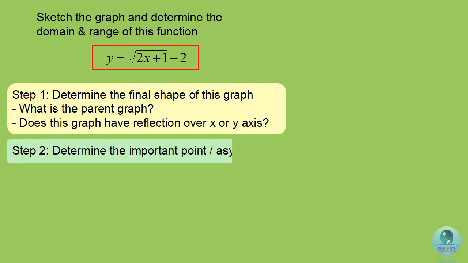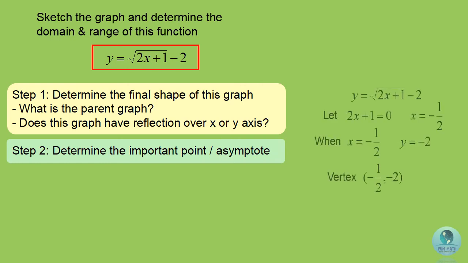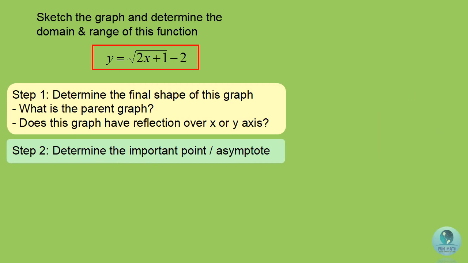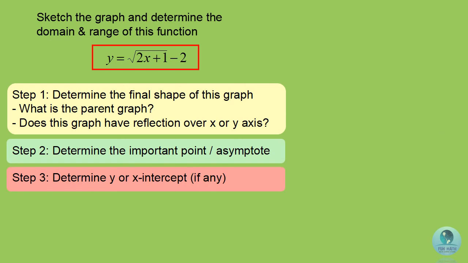Step 2. Determine the important point or asymptote. Since this is a square root graph, we need to find the vertex. To find vertex, you need to let the square root part, which is 2x plus 1, equals to 0. So your vertex will be -half, -2. Step 3. Determine y or x-intercept. You must be careful. Some of the function may not have any y or x-intercept at all. For this function, to find y-intercept, let x equals to 0. So your y-intercept is 0, -1.